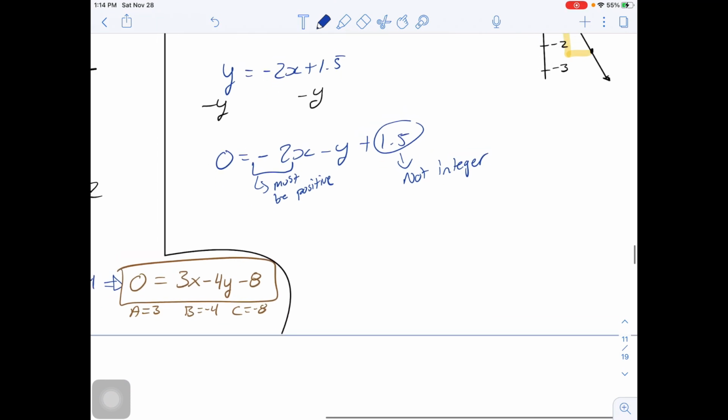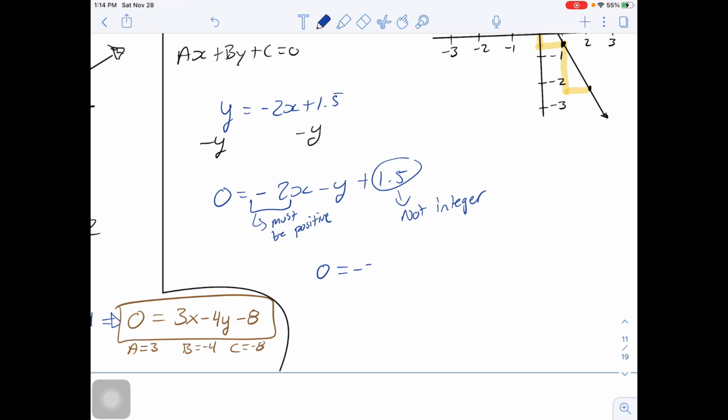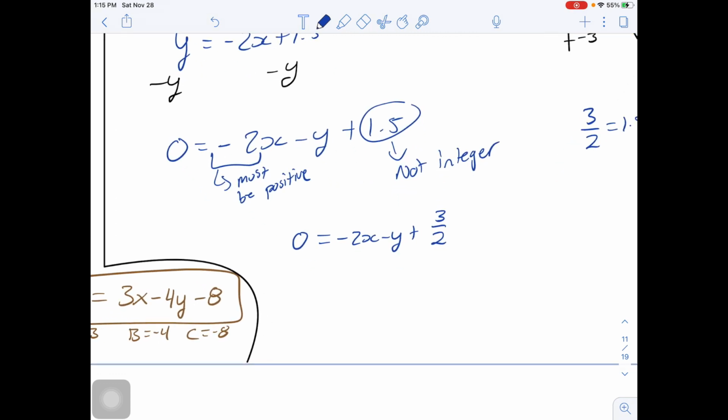Well, first of all, let's represent our decimals as fractions. So this will be negative 2x minus y plus 3 over 2, right? 3 over 2 equals 1.5. So from here, now I have a fraction, and my front number a is not positive. So how are we going to deal with this?